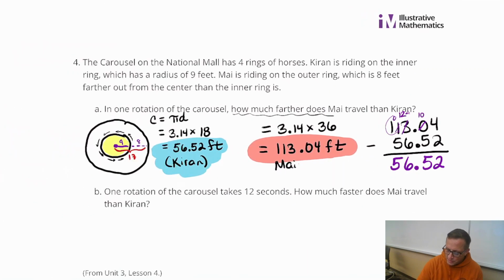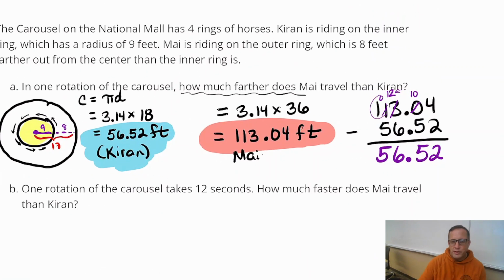Holy cow, that's exactly the same number. That's kind of weird. I knew that was going to happen, but their difference is exactly the distance that Kieran goes. So you could say that Mai is twice as far. But if you think about it though, Mai is not twice as far as Kieran. Kieran's 9 feet, and Mai is 17 feet, which is kind of weird.